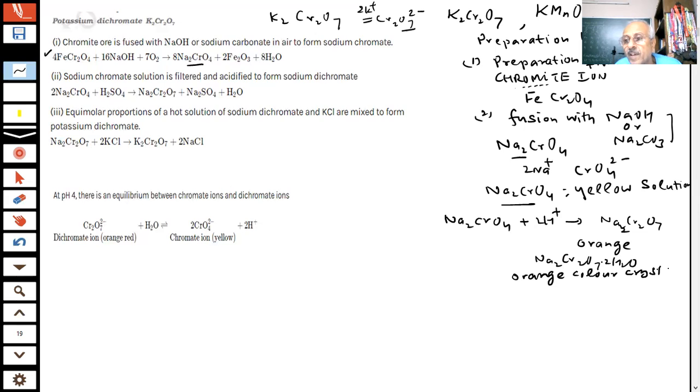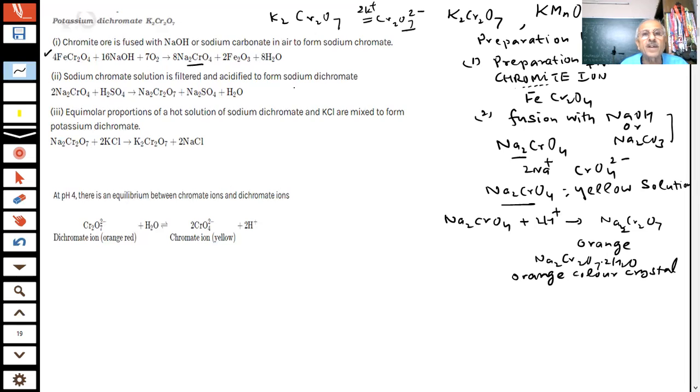What we will do, orange color crystal. How do chromite ore fuse with sodium hydroxide and oxygen? This process is our fusion. I will heat it with sodium hydroxide and oxygen. I will get sodium chromate, yellow color solution. This is filtered off and treated with acid, and you will get sodium dichromate.